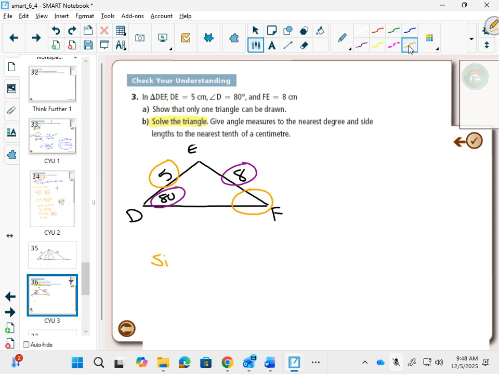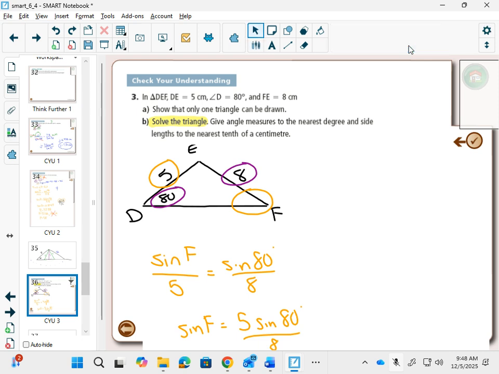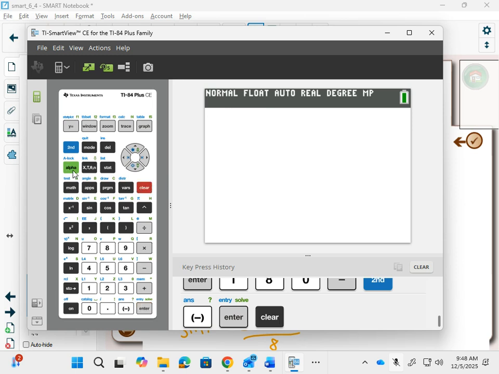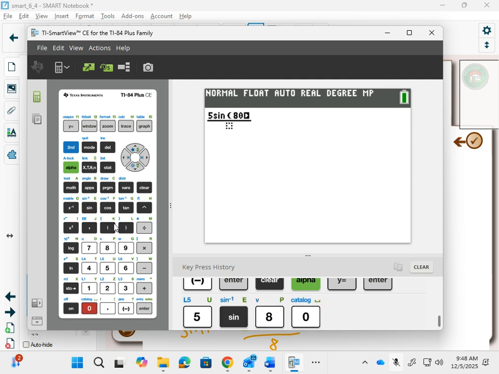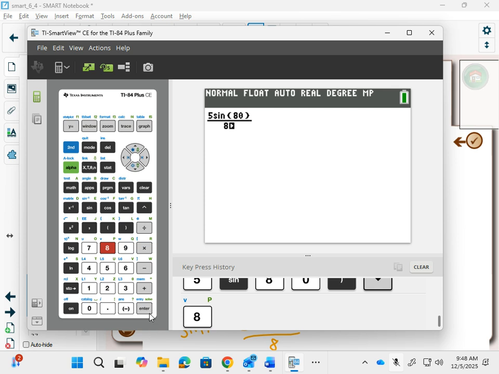So I go, and I want to find F, so I put that in my numerator. Sine F over 5 equals sine 80 over 8. I can multiply both sides by the 5. Go to my calculator. Five sine 80 over 8, and I get 0.6155.